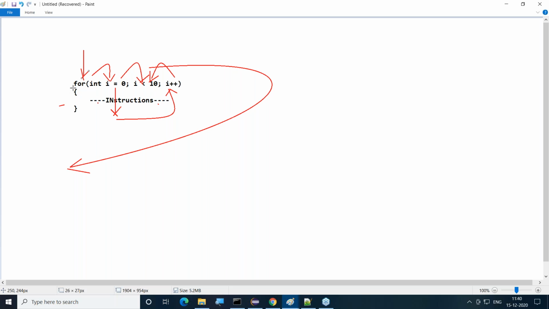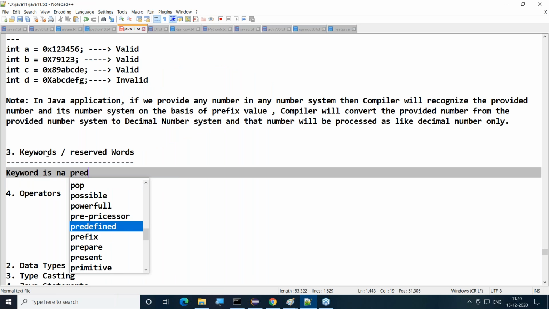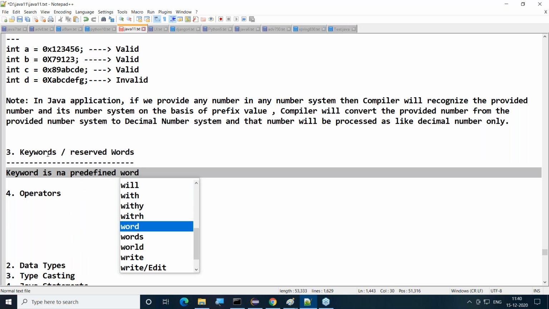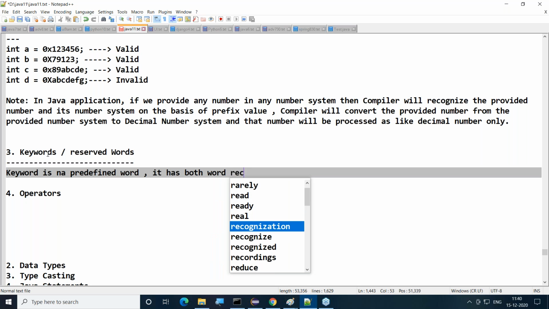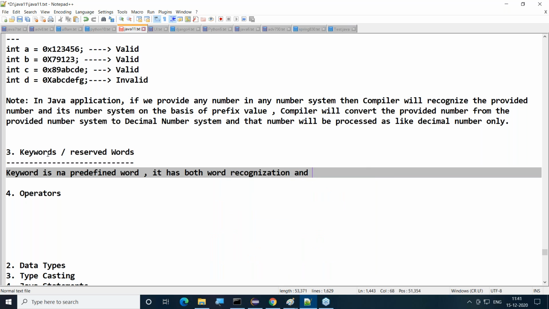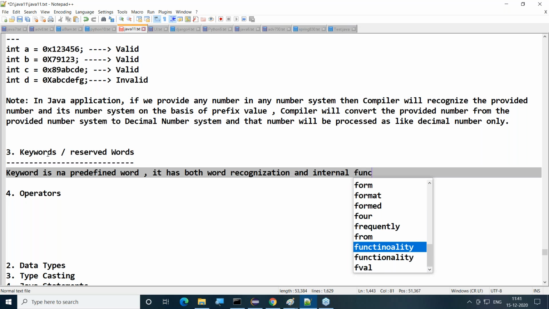The total flow of execution will be done by a predefined word which has some internal functionality. The predefined word is a keyword. So the point I'm telling you is, a keyword is a predefined word. It has both word recognition and internal functionality.